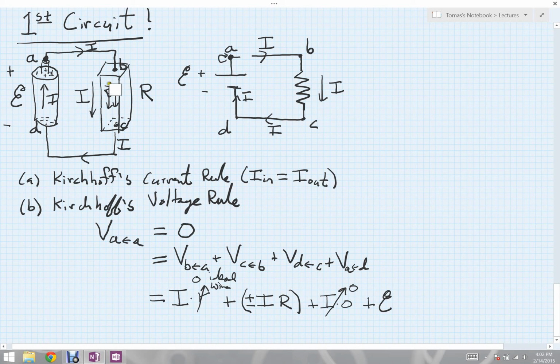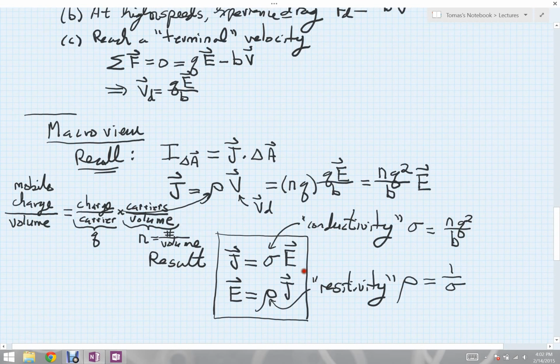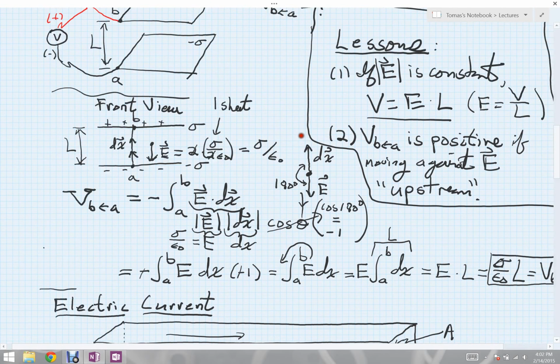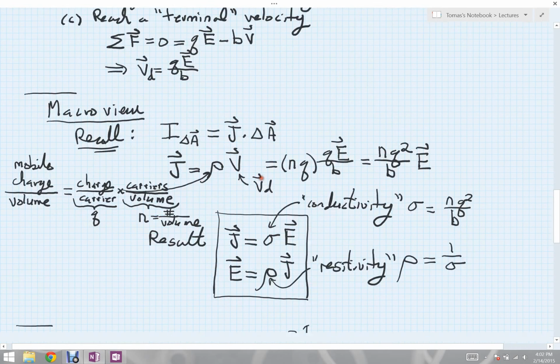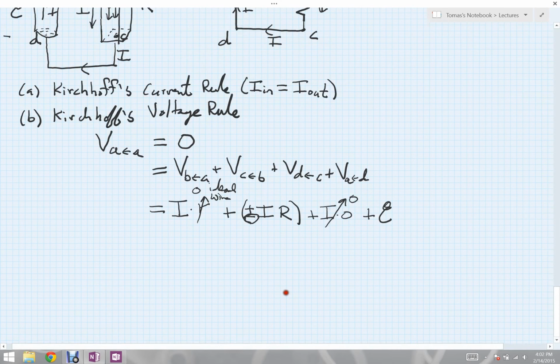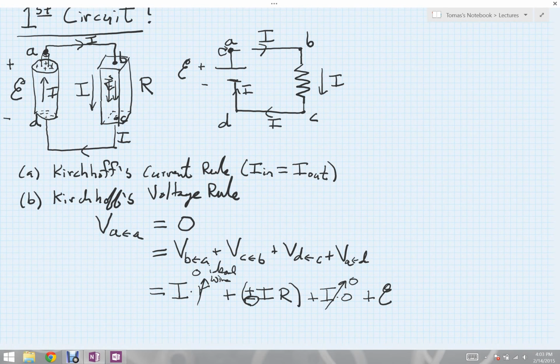If I'm going with the electric field, then remember the sign here is going to be the minus version. We had said at the very beginning of our discussions, when we were thinking about a capacitor, that the voltage is positive if you're going against the electric field, if you're going upstream. In our particular case here, we are going downstream. We are going along the direction of the electric field, so that has to come in with a minus sign.